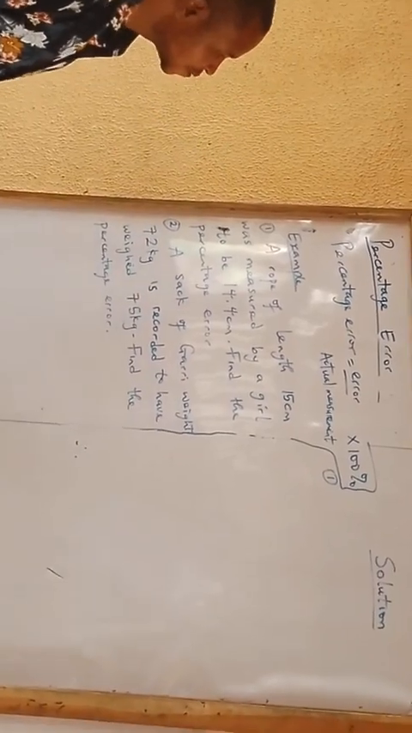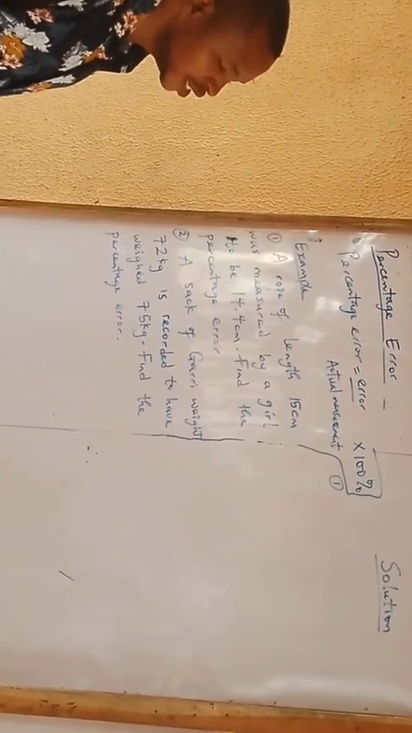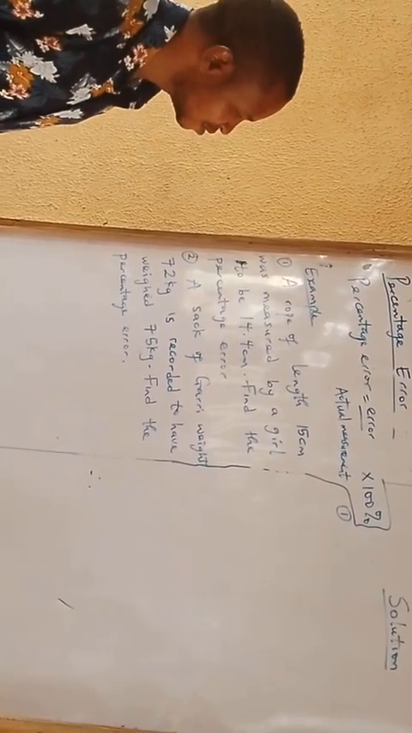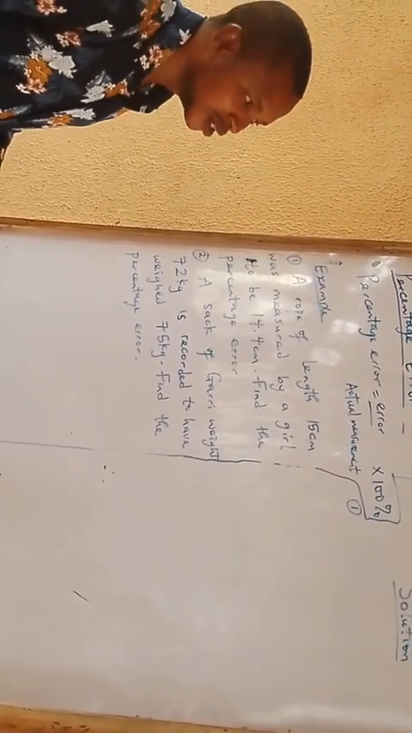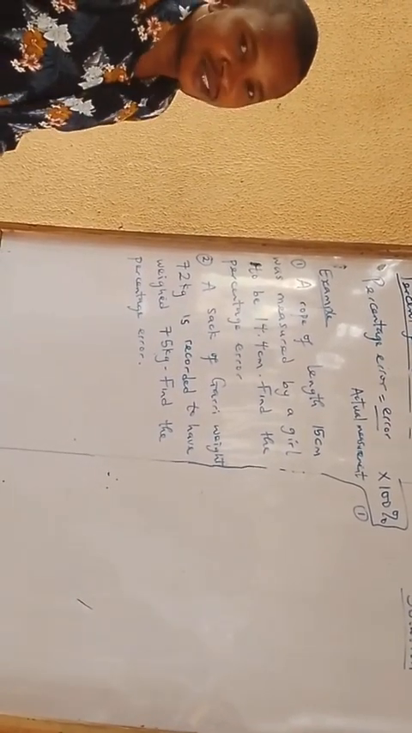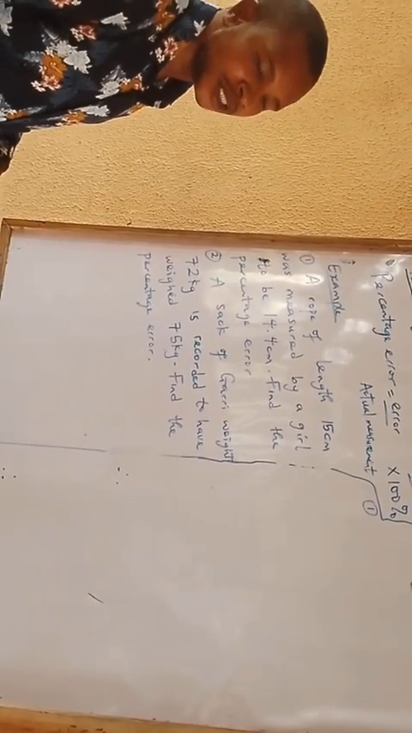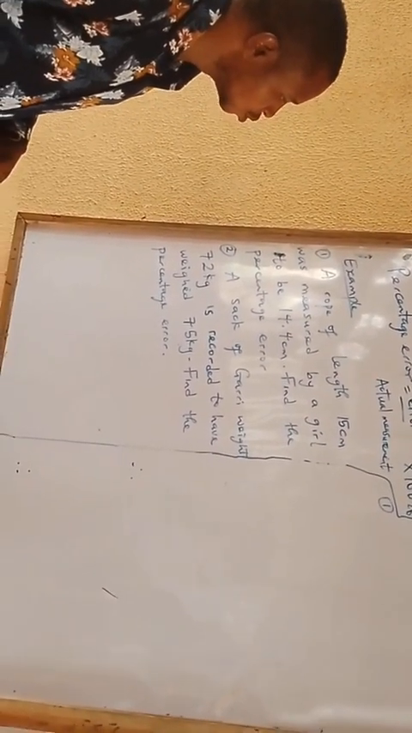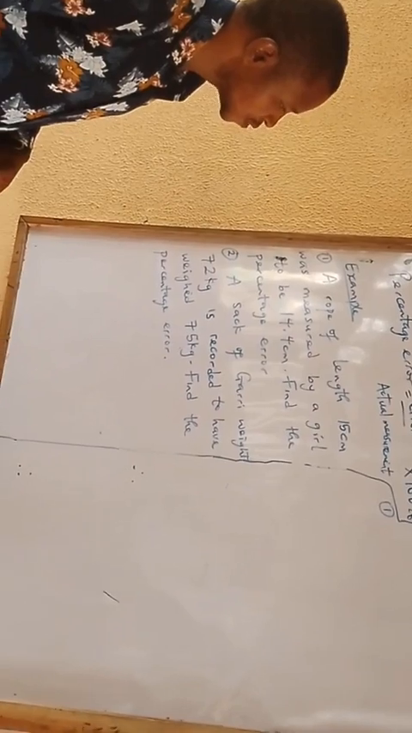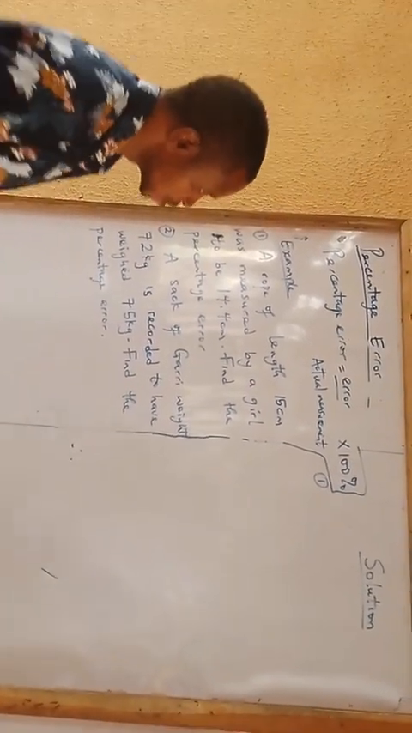A rope of length 15 cm was measured by a girl to be 14.4 cm. If you consider this question very well, you will discover that the actual measurement is 15 cm. The girl mistakenly, or probably intentionally, wrote 14.4 centimeter for the measurement. So we are going to find the error first.